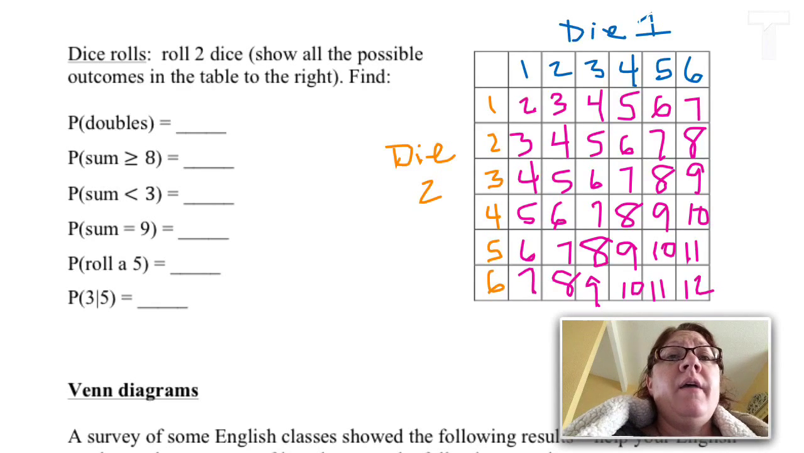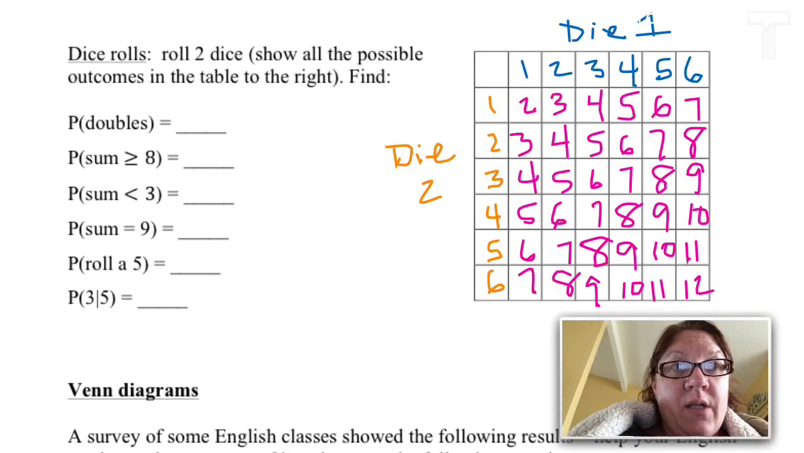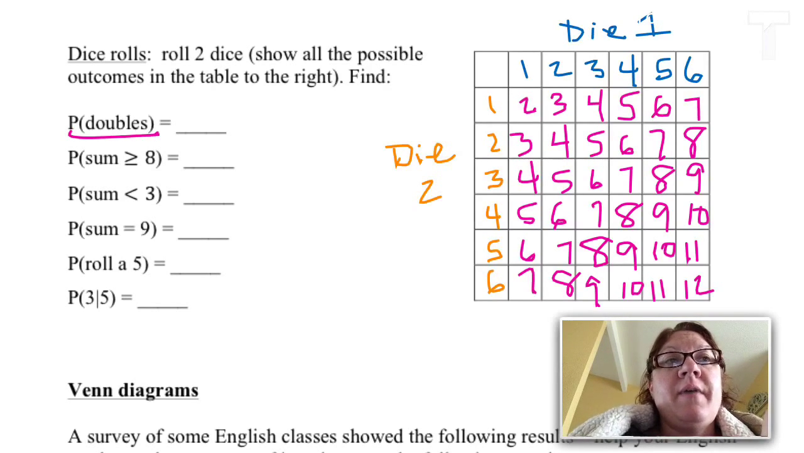So now, if I want to look at some of the probability questions, I have to keep in mind what it's asking and how this table will be useful to answer that question. So if I look at probability of doubles, it's not in fact talking about the sum. It is in fact talking about the face on the die.